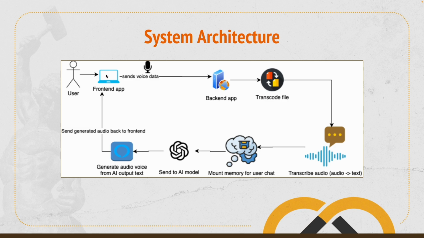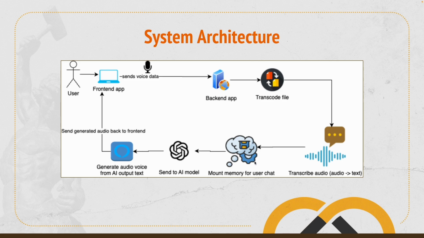So how this is going to work, this is our system architecture. The process is: the user, using the front-end application, sends the voice data to the backend side, and the backend side will transcode the file, which is basically converting the file to a format that the transcription service can accept. And so we're going to transcode the audio file to be sent to the transcription service, and the transcription service will receive the audio file and return the text content from the audio.